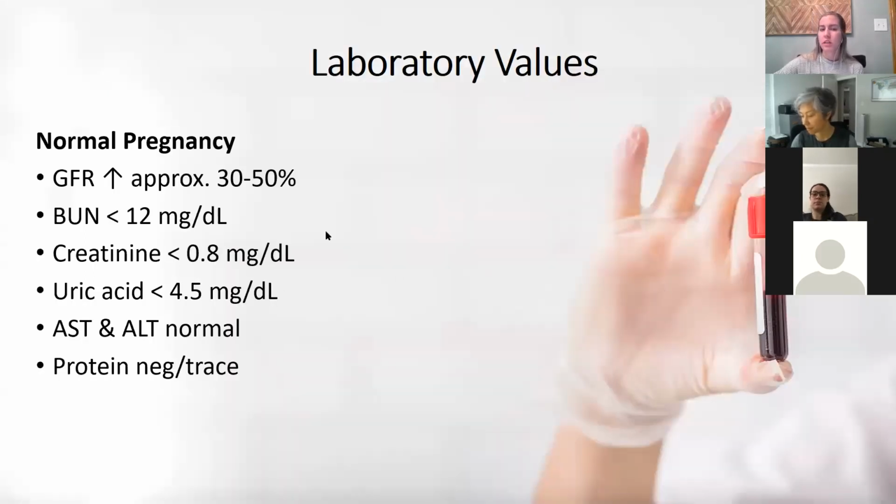So some different lab values. I just wanted to talk really quick on this. You guys probably know most of this, but we know typically in normal pregnancy, the GFR, so that glomerular filtration rate, usually goes up by about 30 to 50%. The BUN goes down, creatinine is less than 0.8. The uric acid is less than 4.5. Your AST and ALT, those liver function tests, the liver in pregnancy should be functioning normal, right? It should be doing its job how it normally does. And then hopefully we have no protein or a trace on our urine samples when we do that.